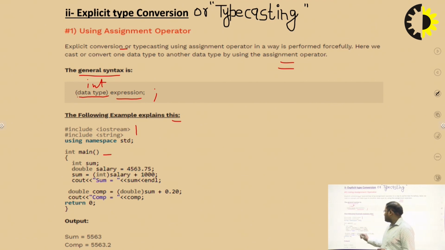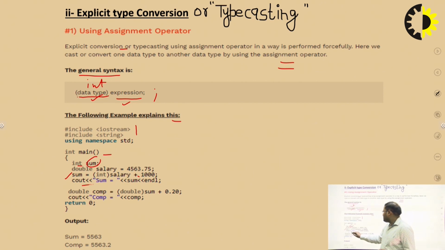In the main function, I have taken a variable of type integer. Salary is another variable of type double. Sum is equal to integer in brackets, then salary. Here, data type, then expression. So we are performing the explicit type conversion using the assignment operator, and 1000 is added to this, and this value is assigned to sum.